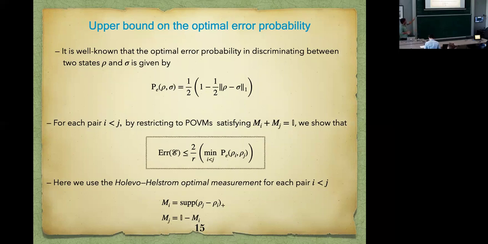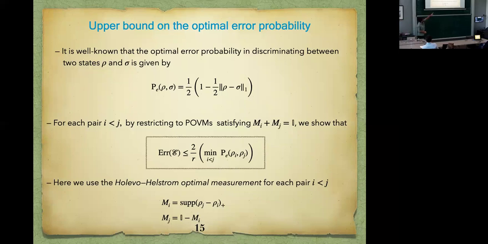So for each pair, if we only consider the class of POVMs where only two of the POVM operators are nonzero and the rest are zero, then we restrict the infimum to a smaller set and get an upper bound on the optimal error probability for the anti-distinguishability task in terms of the pairwise errors. There is some normalizing factor that comes in. So with this simple observation, we get an upper bound on the optimal error probability for the anti-distinguishability task.